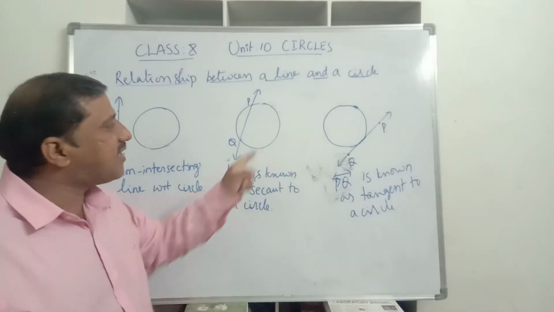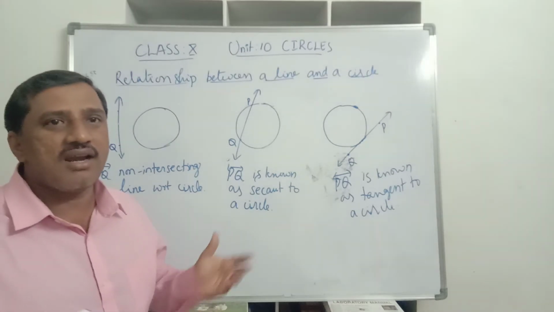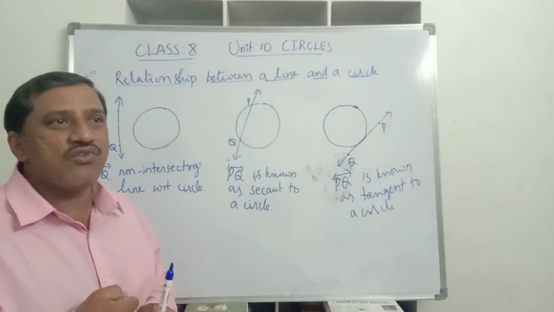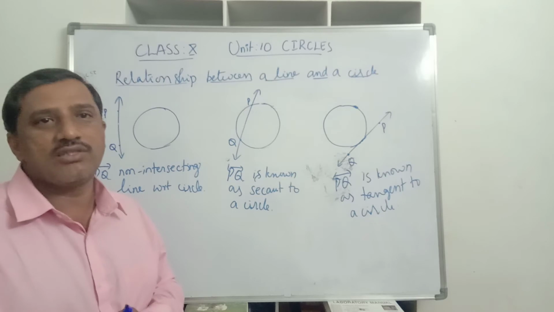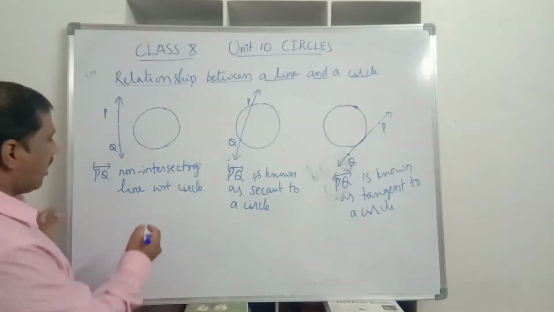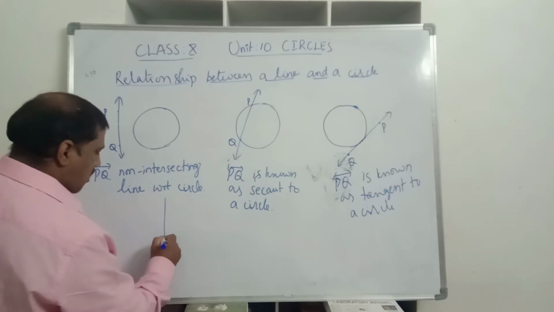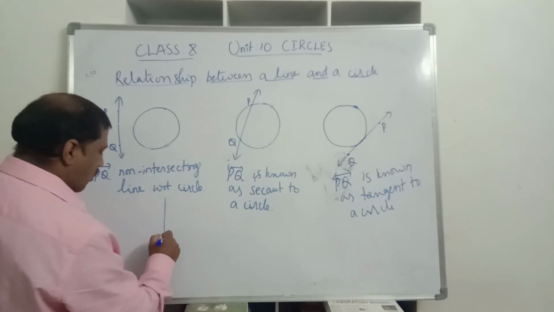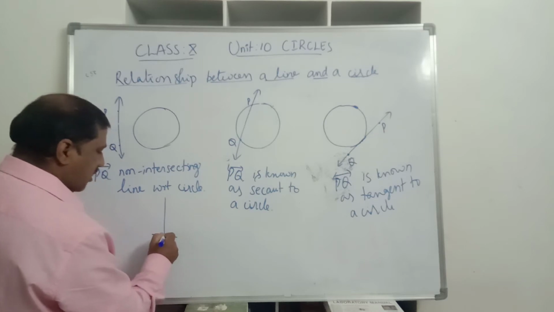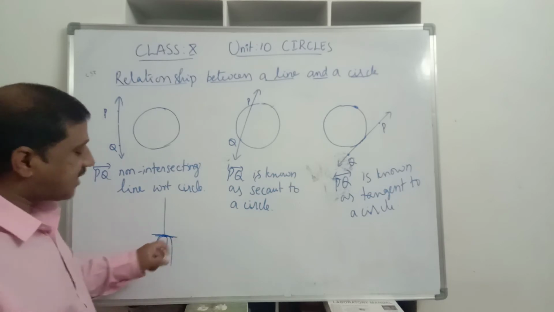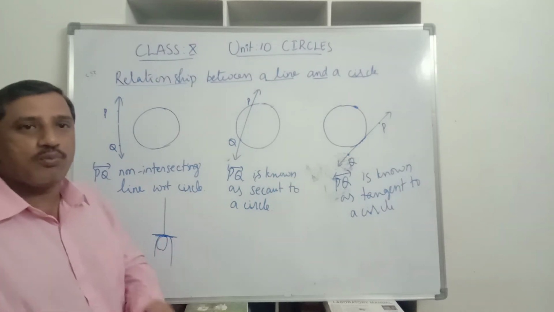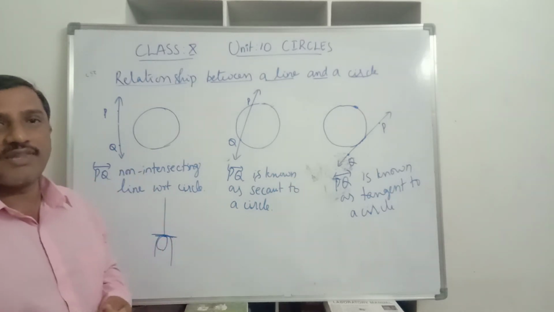Where do you identify this tangent to a circle in our general life? See, in olden days we used to pull the water by using a pulley. Like this we will have a pulley here, and a rope will be there like this. If you observe, this is touching at only one point, and this is known as a tangent, a pulley to pull the water from the well.